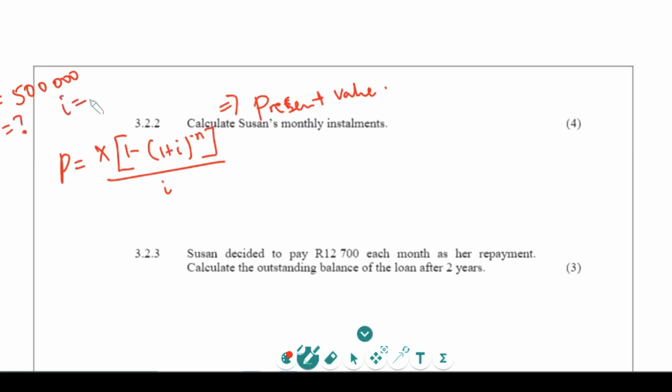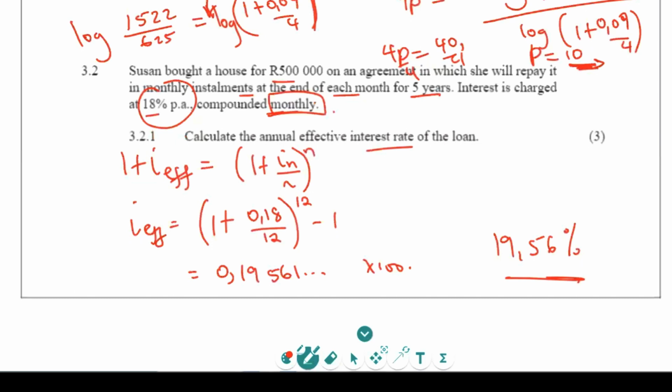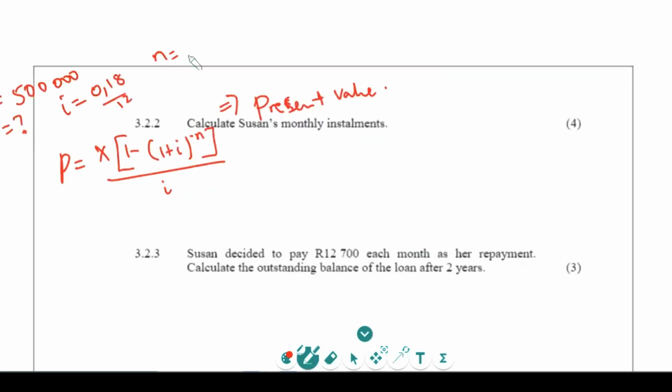Our i, we can use the 18%, which is 0.18 divided by 12. And then our n, the number of periods: Susan is taking how long, guys? Is it 5 years? Yes, 5 years. So it's going to be 5 times 12, and that's going to be 60 periods.